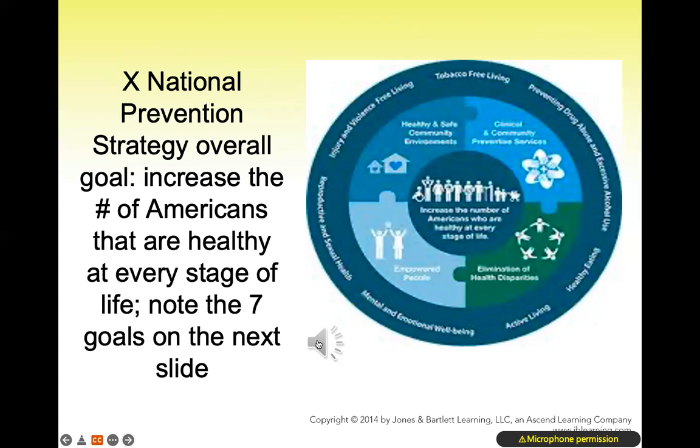directions for the activity. One is to promote a healthy and safe community environment. The other is to focus on preventive services in the community. The third is to do what can be done to eliminate health disparities. And the fourth is to empower the people living in that community.